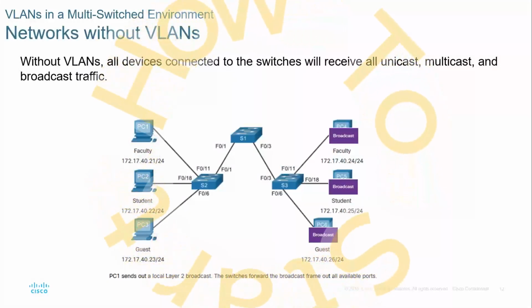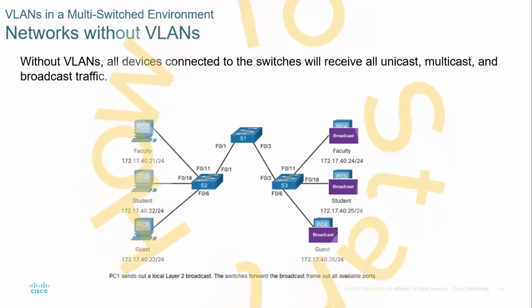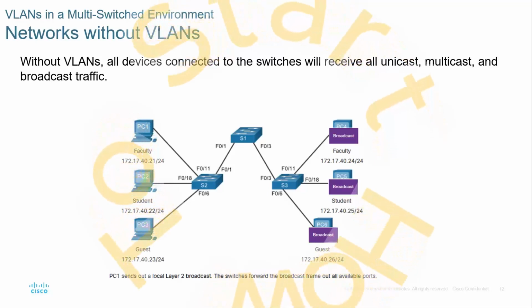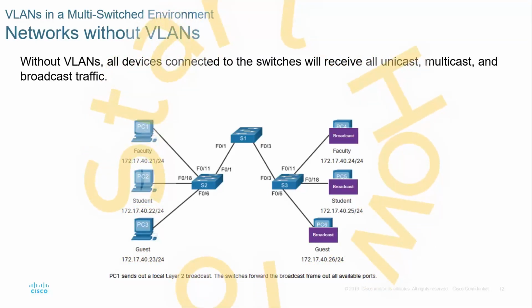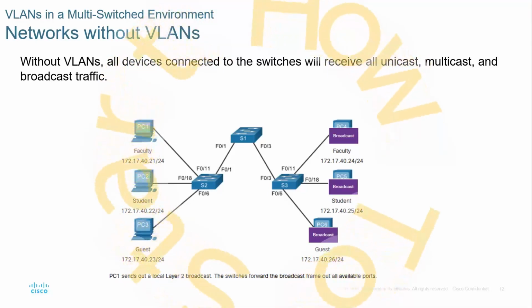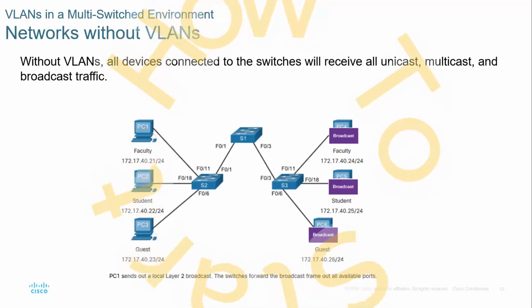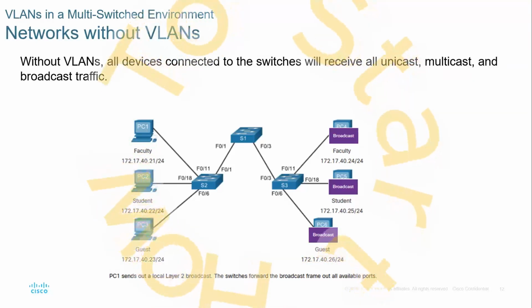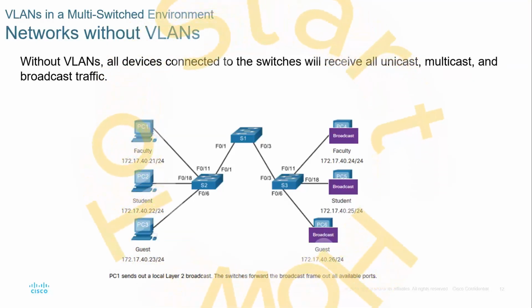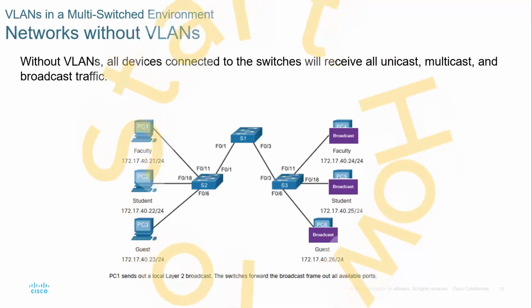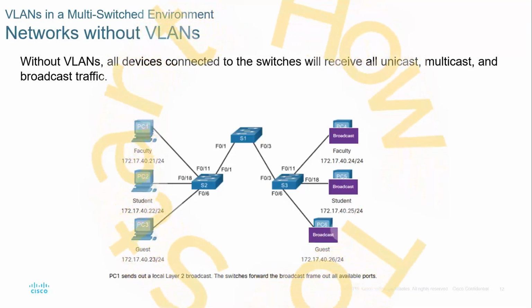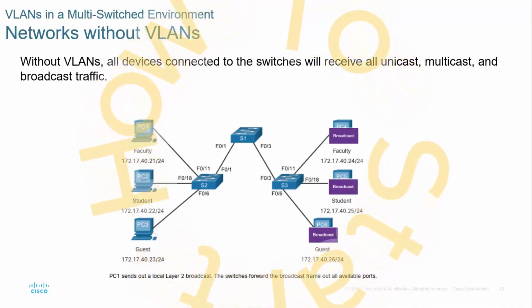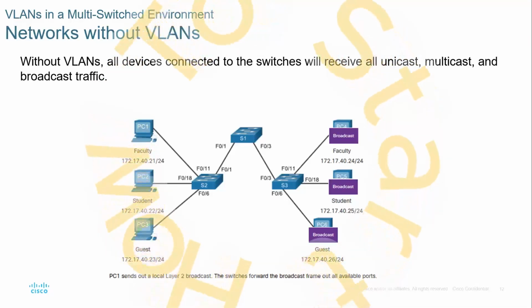So networks without VLANs, all devices connected to the switch will receive all of the broadcasts, all of the multicasts, all of the unicast, well, not all of the unicast addresses, but possibly some additional unicast addresses. They will all be tied to the same network. And the problem with that is that if one computer is listening, they could receive traffic that might be classified as private. It could be accounting information that you don't want shared with other groups, things of that nature.